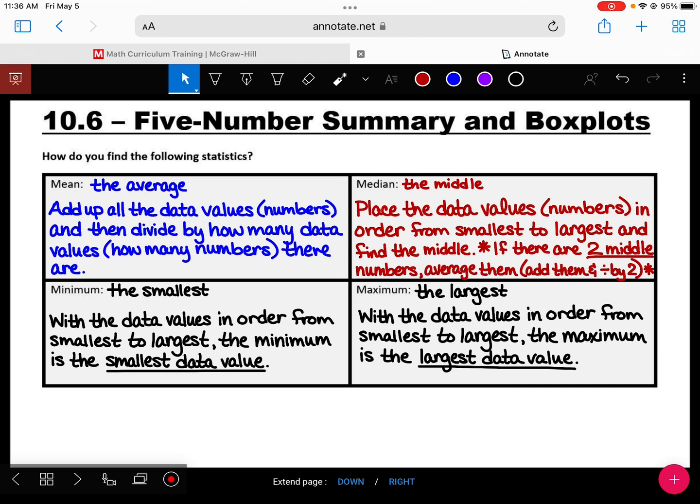After you've had a chance to copy all of this down into your notes, I want you to practice finding these 4 values from the list of numbers that is right below these boxes.